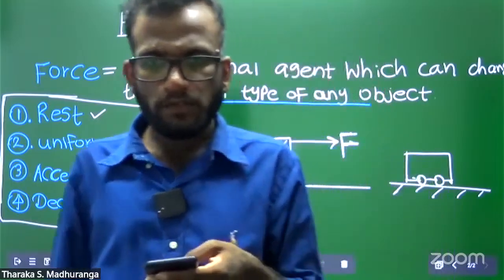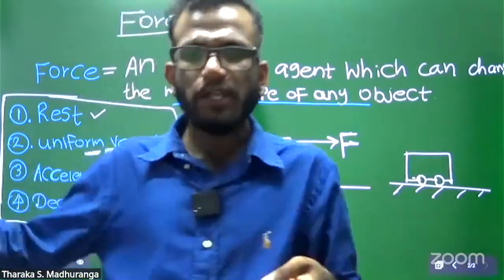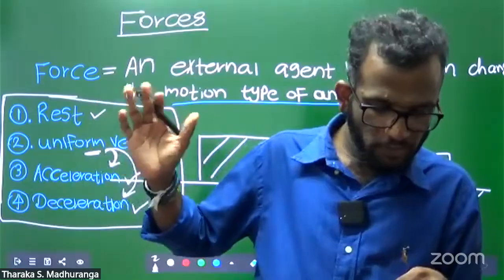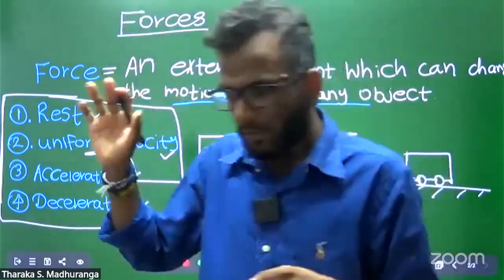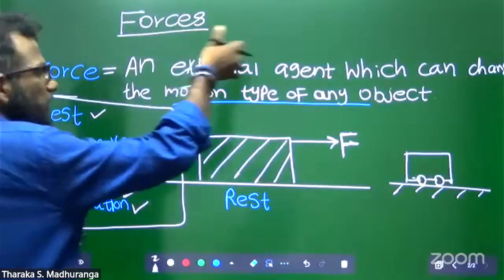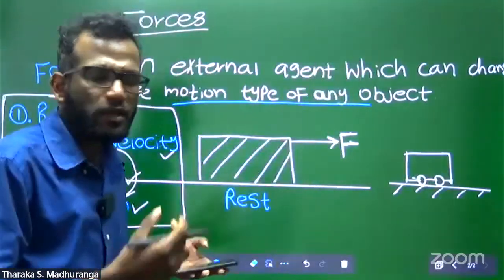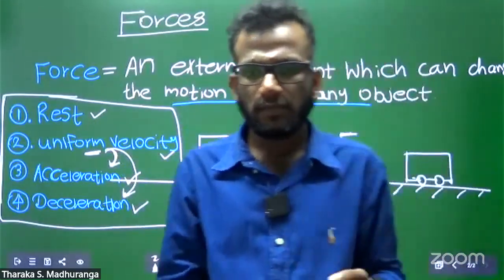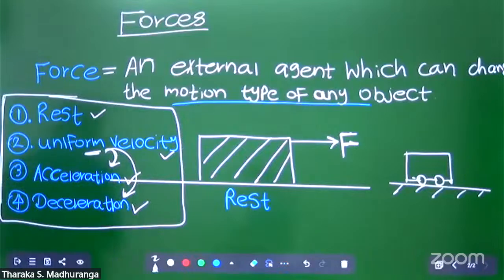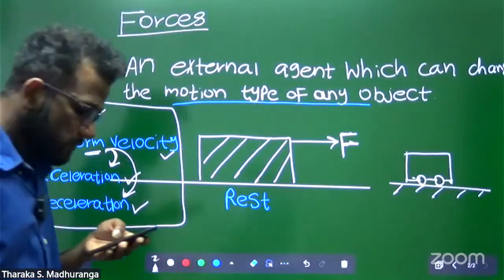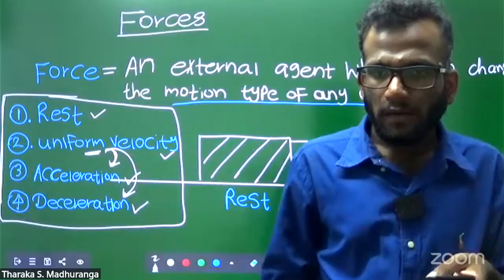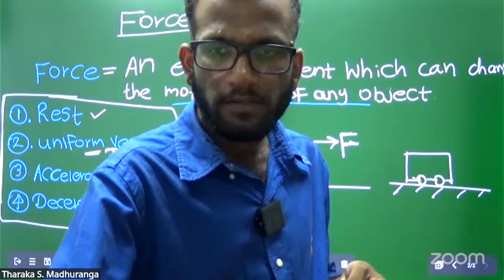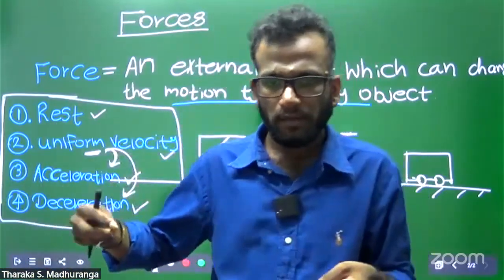I got the first two sentences only. What's the meaning of force? Force එකක් කියලා කියන්නේ an external agent එකක්. එයාට පුළුවන් වෙන්න ඕනේ motion type එක change කරන්න. හරි නේද? Yes or no? Send me quickly. I got the basic. What's the meaning of force? Only I explain.